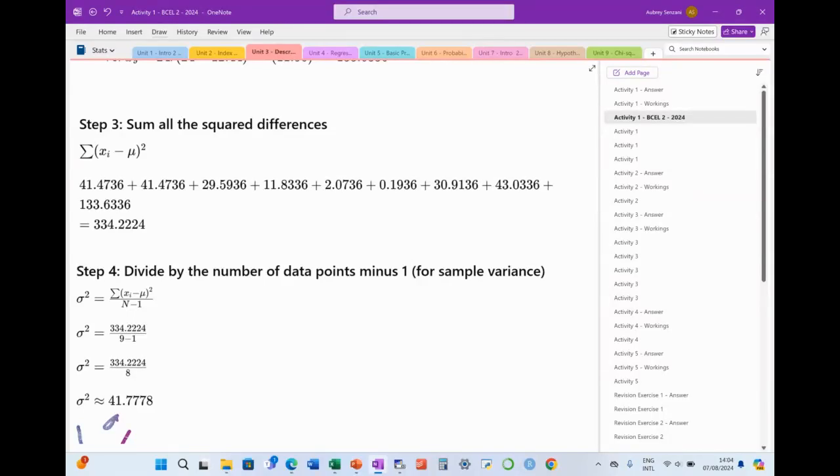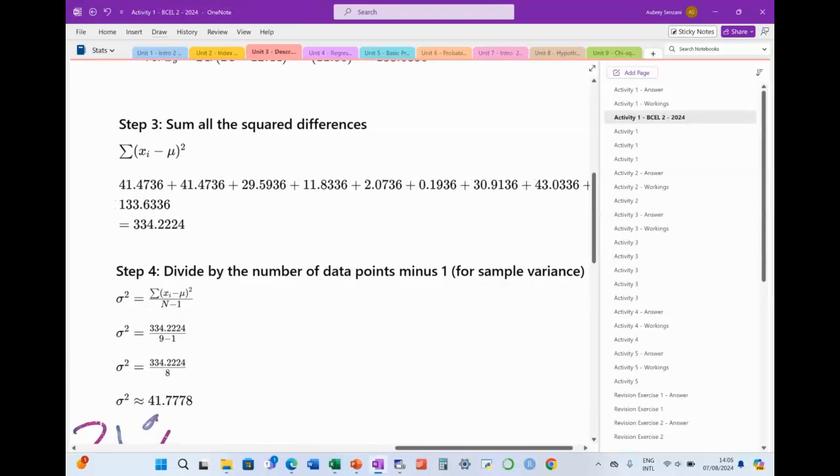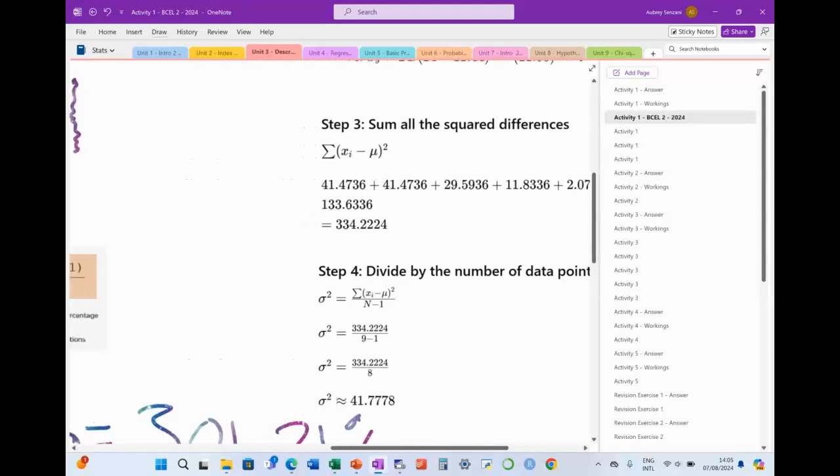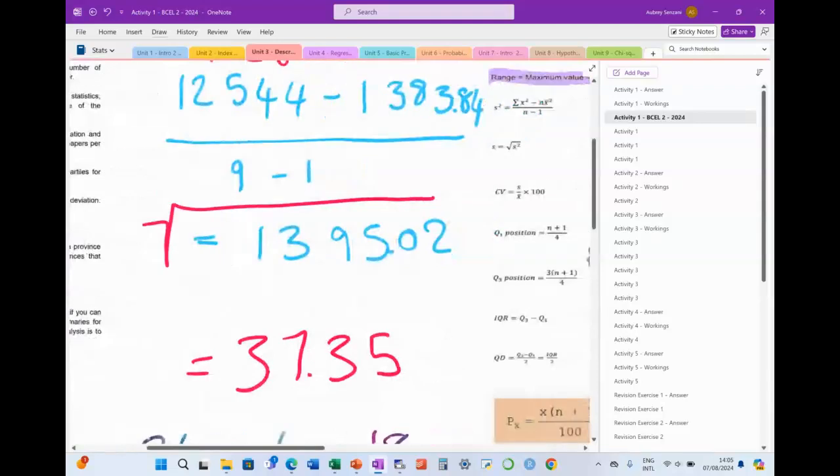So obviously that will then adjust your standard deviation. It will also adjust your coefficient of variance. But those ones are easy as long as you've gotten your variance correct. So we won't bother with those ones. Let's continue.